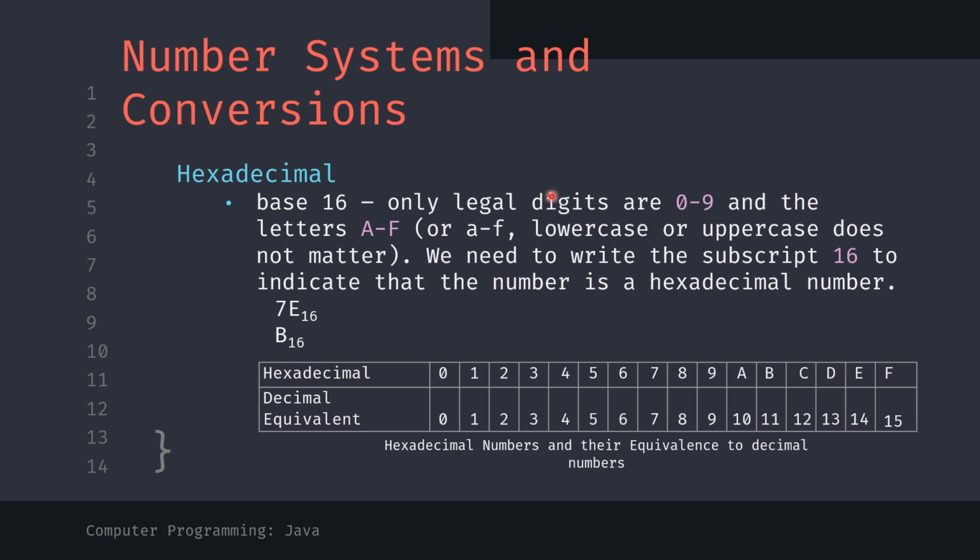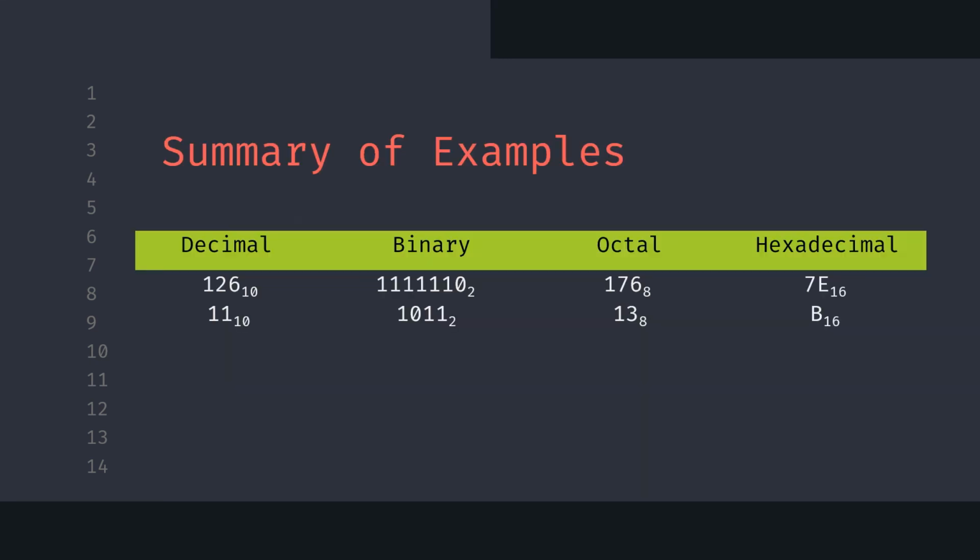And lastly, we have the hexadecimal, which is base 16. Only legal digits are 0 to 9 and the letters A to F. Lowercase or uppercase does not matter. We need to write the subscript 16 to indicate that the number is a hexadecimal number. Let's take a look at the summary of examples of converting decimal to its binary, octal, and hexadecimal form. In the next video, I will be showing you how to convert these numbers into their corresponding number system conversions.